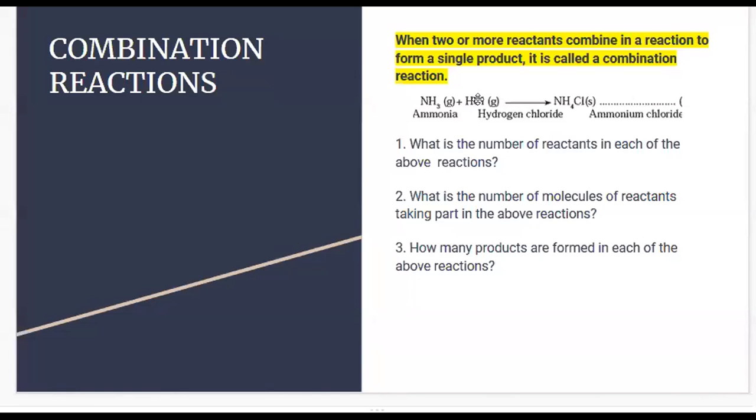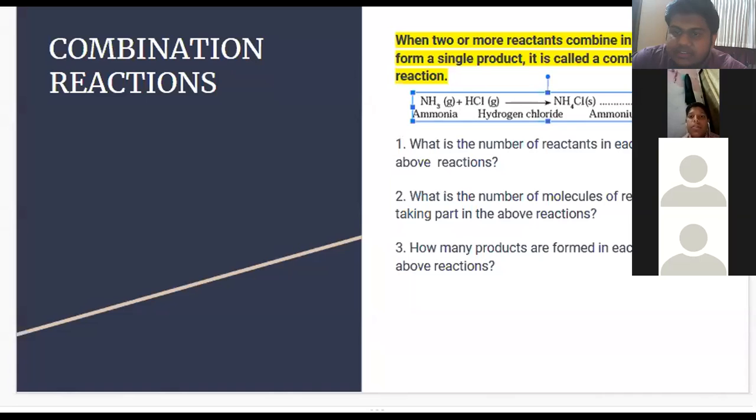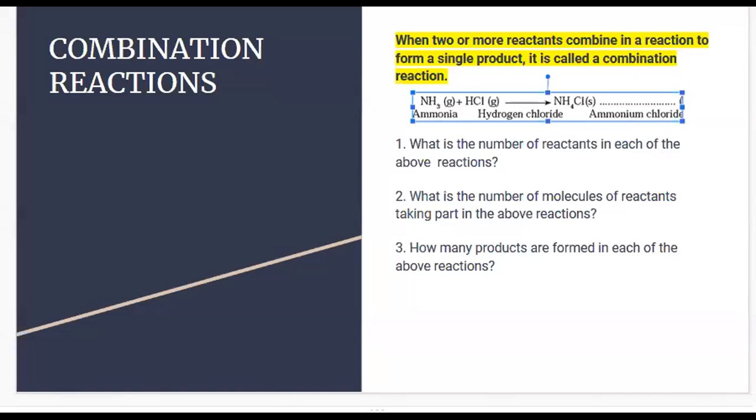NH3 plus HCl gives NH4Cl. This is the question. NH3 plus HCl gives NH4Cl. NH3 is called ammonia. HCl is called hydrogen chloride. And NH4Cl is called ammonium chloride. Okay. 2 or more reactants reacted together and a new single product was formed.